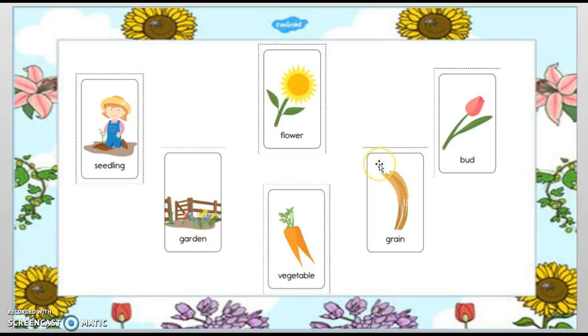And here we have a grain. Grain is the seed of plants, such as wheat, rice, or corn. And then the last one we have is that bud, and remember, it's a bud before it's a flower. A bud is a small pointed lump on a plant that will grow into a flower or a leaf. So you could have set all the cards aside because all of the cards are related to plants. Excellent job, my kindergarten friends.